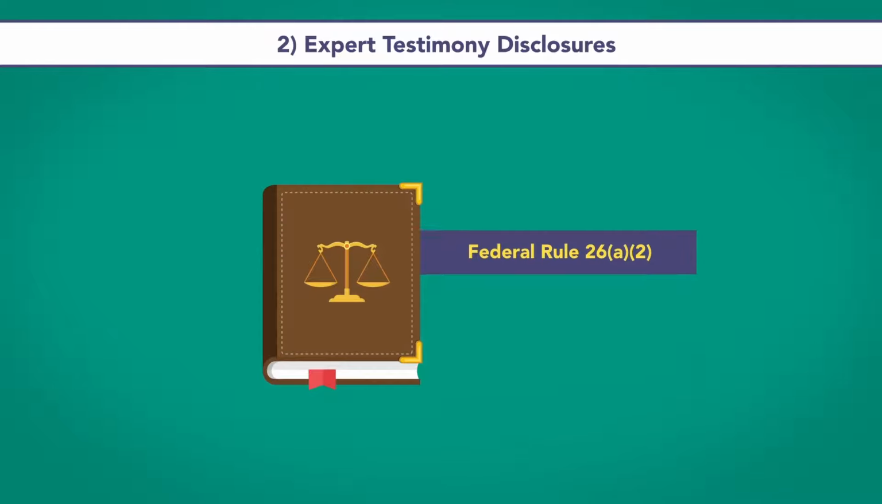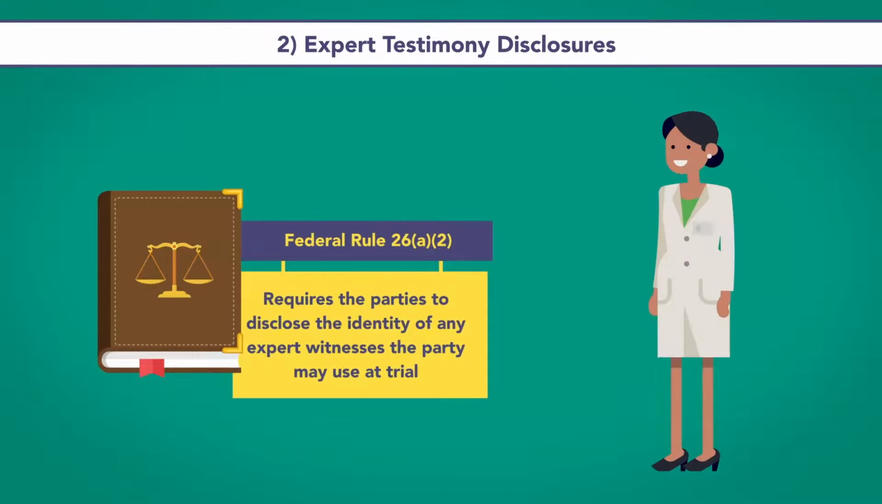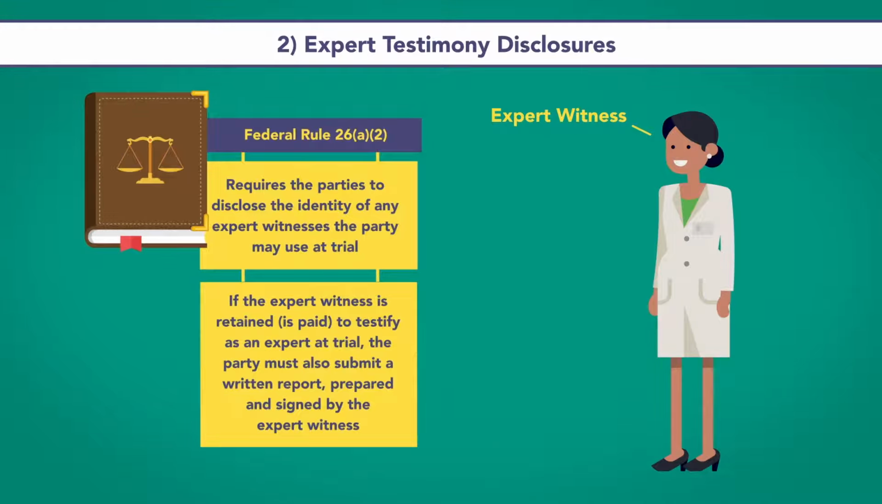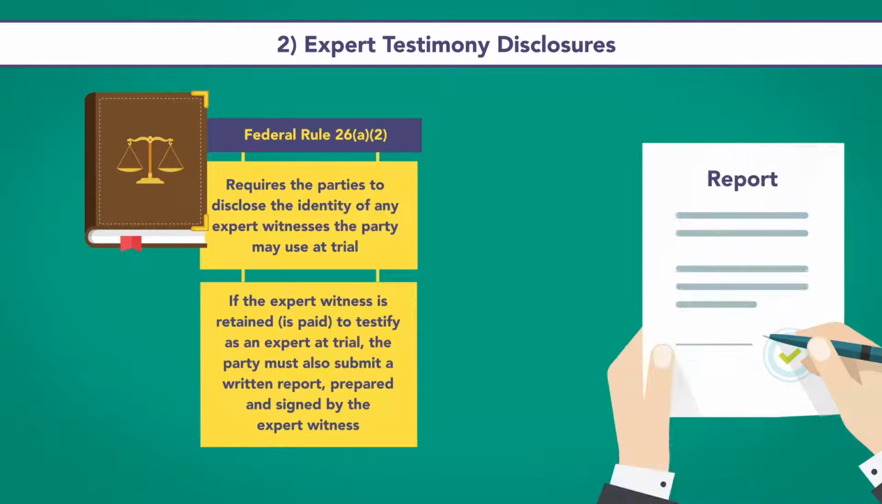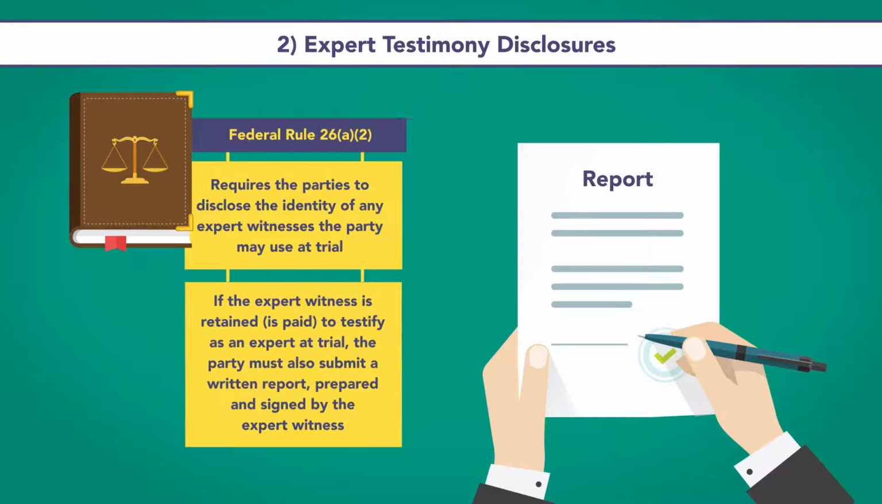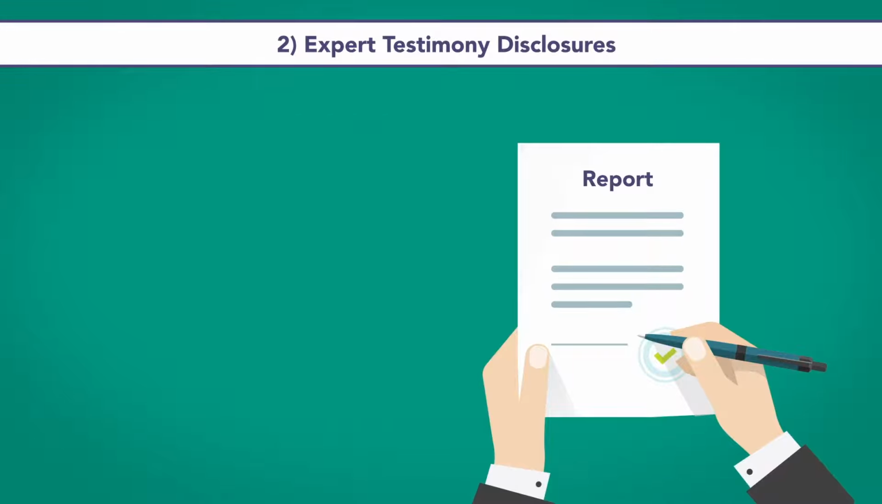2. Expert testimony disclosures. Federal Rule 26(a)(2) requires the parties to disclose the identity of any expert witnesses the party may use at trial. Additionally, if the expert witness is retained, meaning is paid to testify as an expert at trial, the party must also submit a written report prepared and signed by the expert witness. This report must contain 6 things.